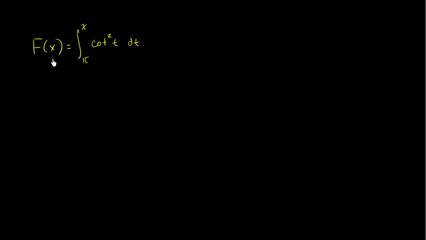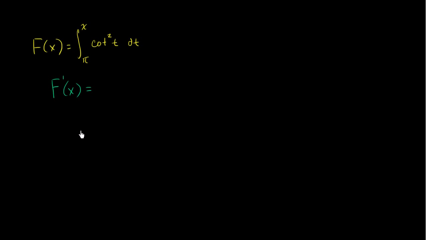Let's say that we have capital F of x equal to the definite integral from pi to x of cotangent squared of t dt. And what we're curious about finding is the derivative of this business. We want to figure out what F prime of x is equal to.